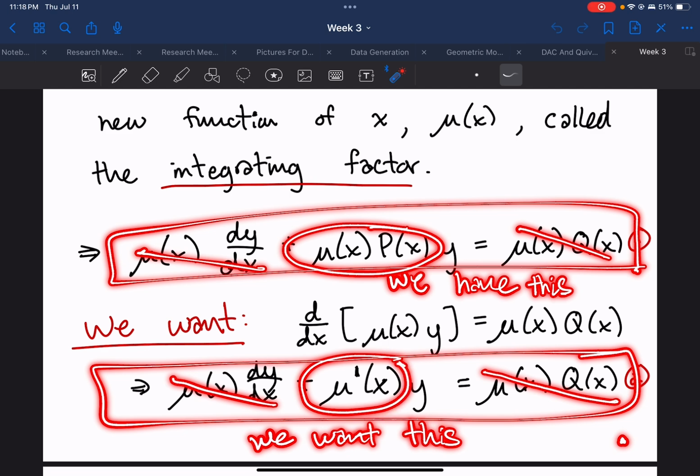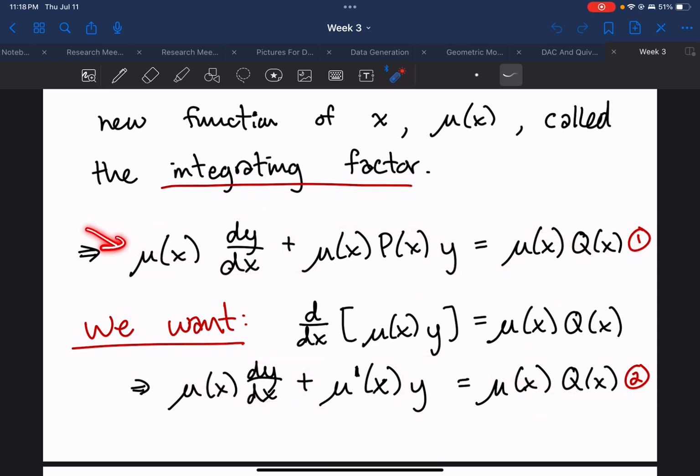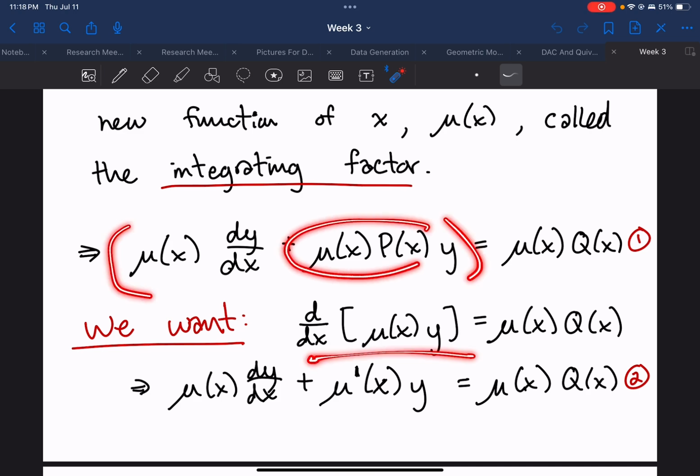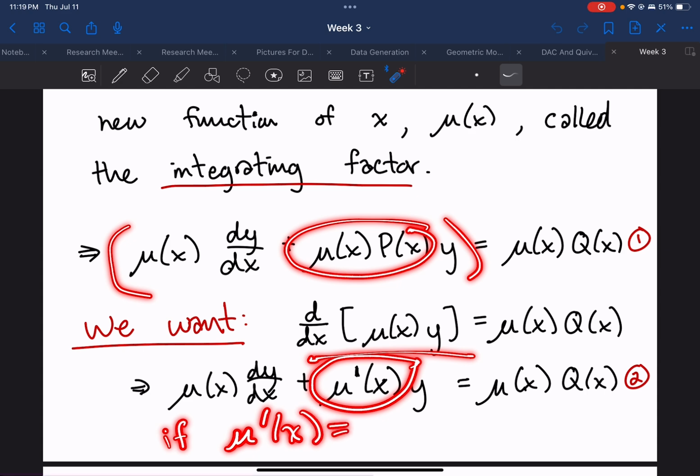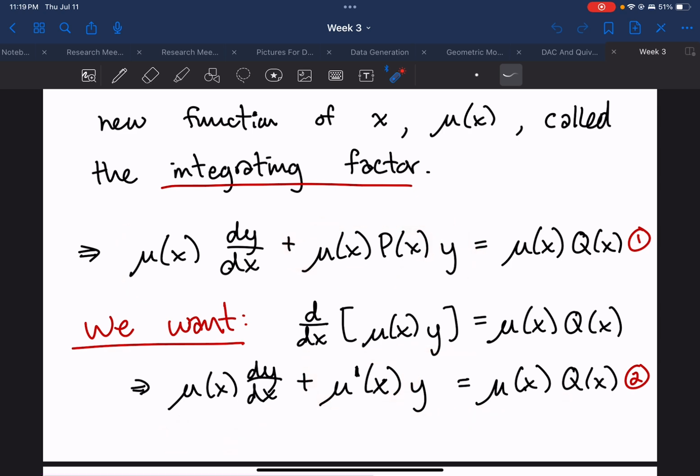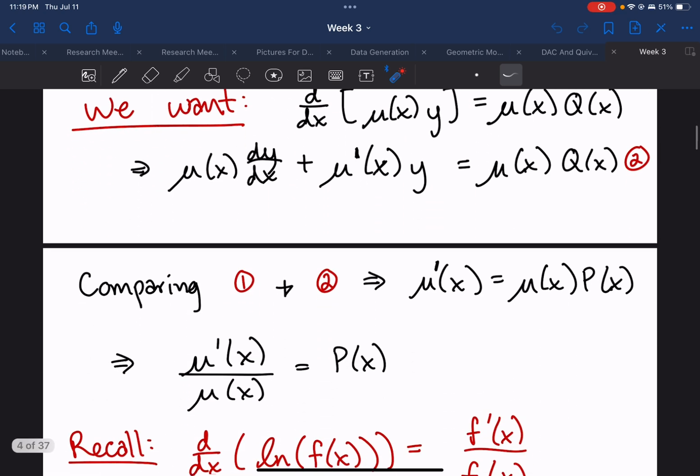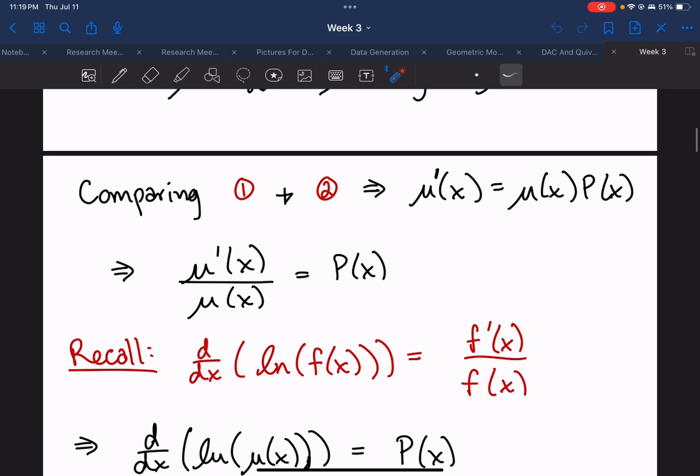In order for the left-hand side of 1 over here to be the derivative of the product, I need mu of x p of x to be equal to mu prime of x, right? That's my condition. If mu prime of x equals mu x p x, then that's good, right? Comparing 1 and 2, we see that mu prime of x has to be mu x p x. Solving for mu x is what we're after here.